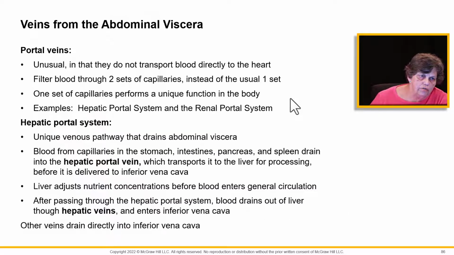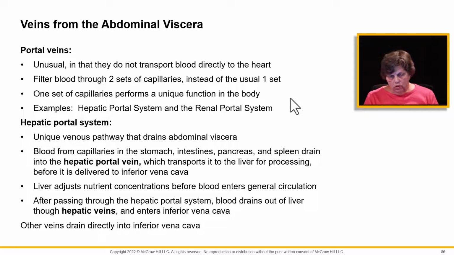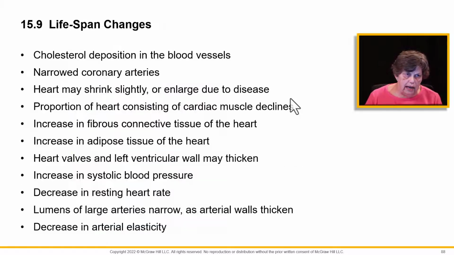So you can see these major veins. One thing I do want to mention is portal veins. These are unusual. They don't transport blood directly to the heart. Basically, you're going through two sets of capillaries, and you have a hepatic portal system and a renal portal system, and the hepatic portal system, again, is unique because we want to take this blood that's coming in from the intestinal tract and send it to the liver to let the liver look at this before we send it on to the rest of the body. So basically, it'll work its way through the liver before we send it out.